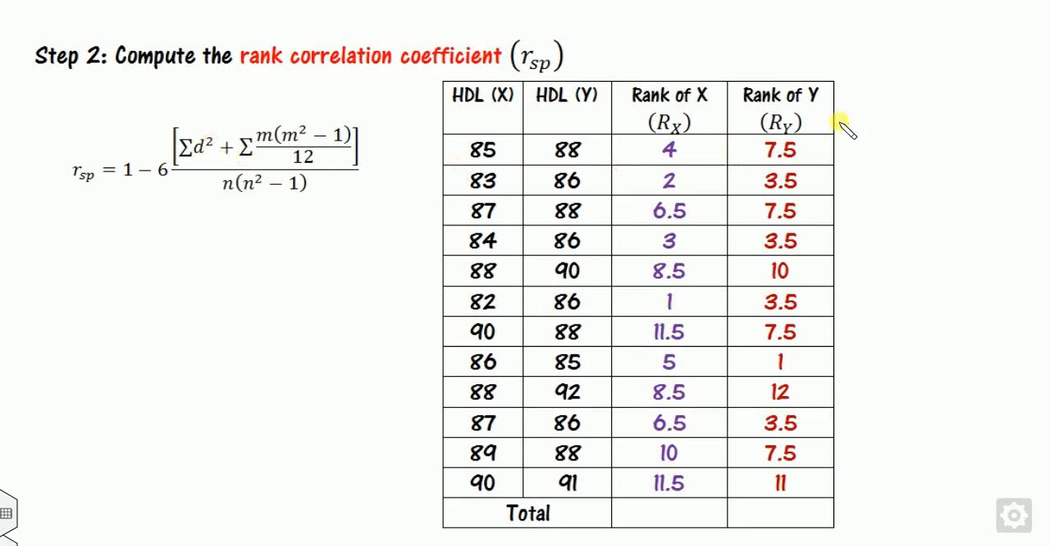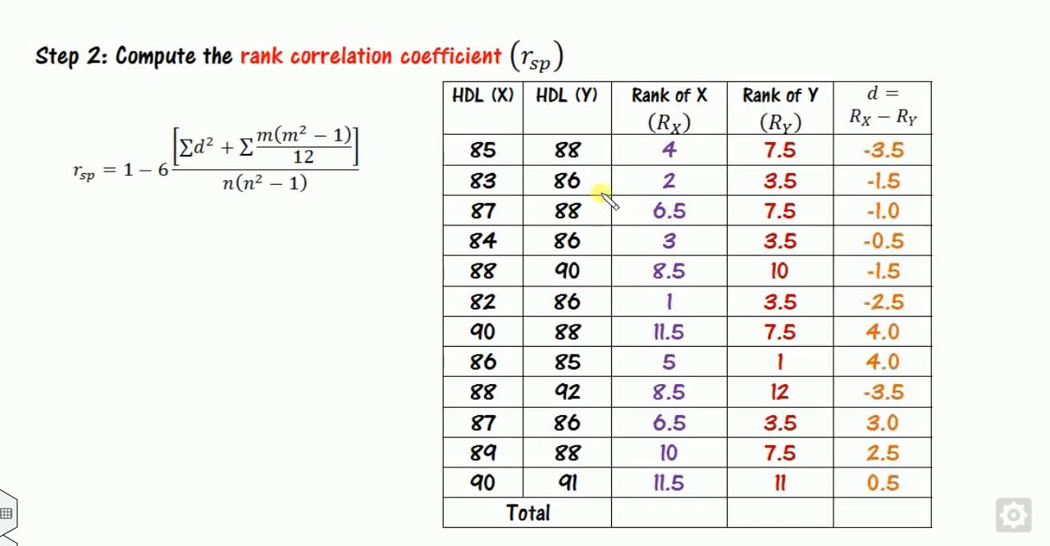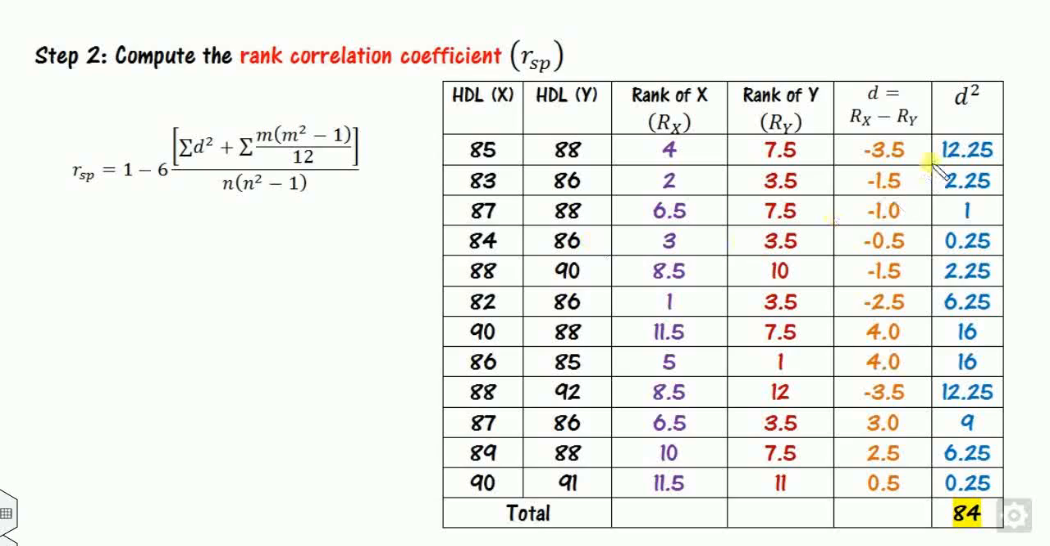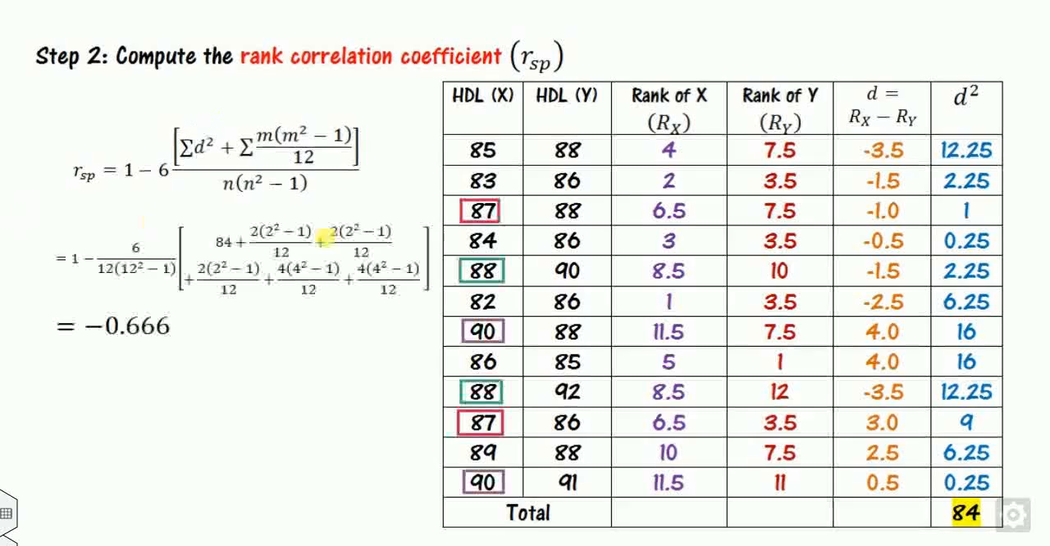Now in order to find this, we will find the differences first. This is 4 minus 7.5, 2 minus this. Now you need d square. You will calculate it here. Now in order to substitute the values in this equation, we need the value of m. Look at X, how many numbers are repeated? 87 appears 2 times, so the first m is 2. Any other repetition? 84 appears 2 times.